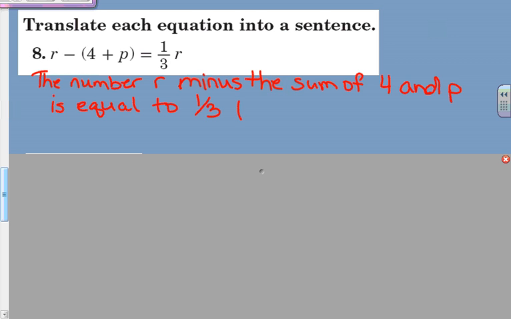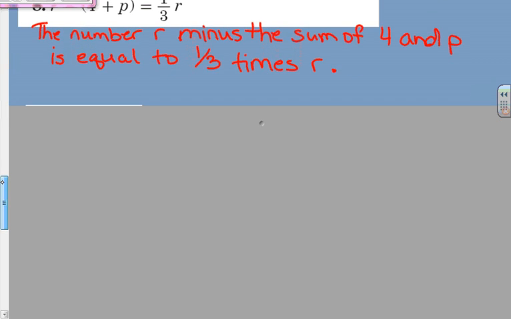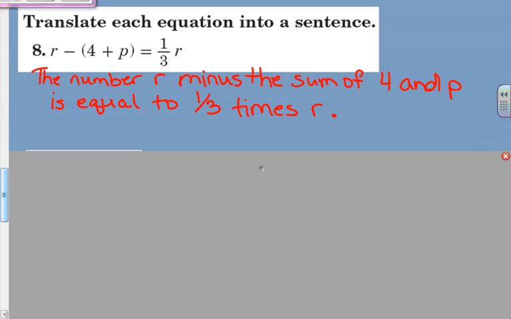1/3 times R, or times the number R. Either way, and again, there's many ways you could have written this, and it would be acceptable, as long as when you go back and read it, you would write what you see up in the equation.